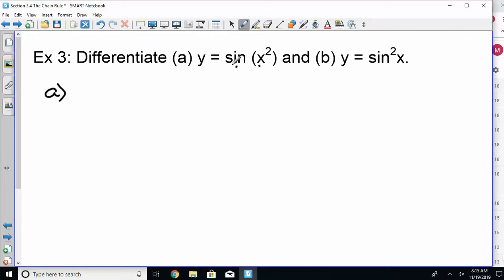So chain rule says derivative of the outside. Derivative of sine is cosine. Inside stays the same, so my angle is still an x squared. Times derivative of the inside, 2x.